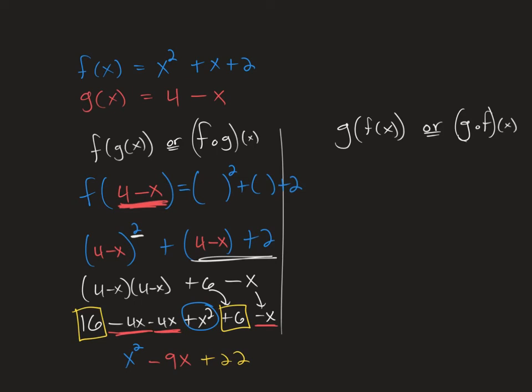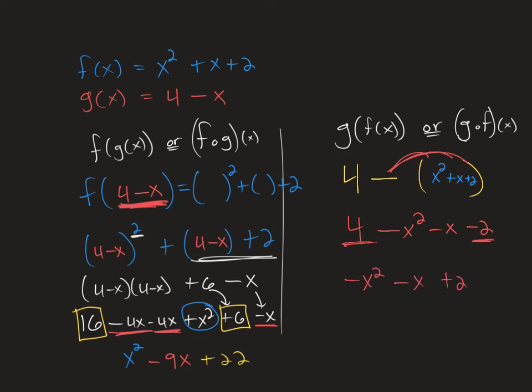So g of f of x. So 4 minus stuff, but the stuff is f. The stuff is x squared plus x plus 2. And this becomes kind of this nice subtraction problem where you're going to have to distribute that negative sign. So 4 minus x squared minus x minus 2. And this one was a lot easier than the previous one. So 4 take away 2. So we get negative x squared minus x plus 2. And so this ends up being our answer for g of f of x.